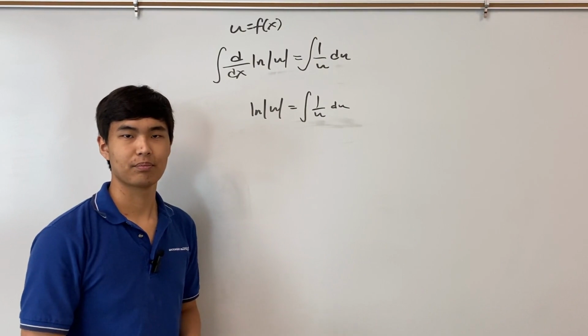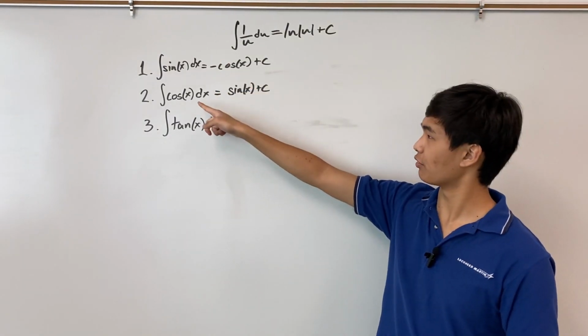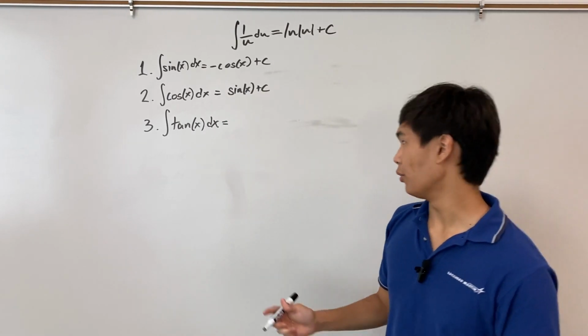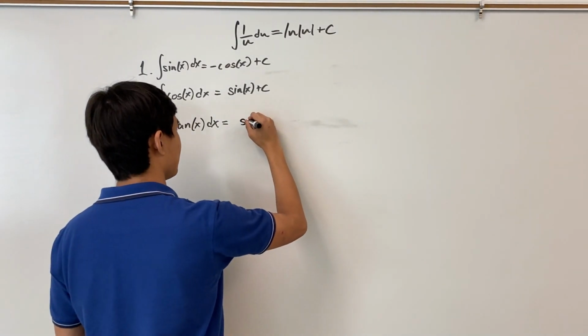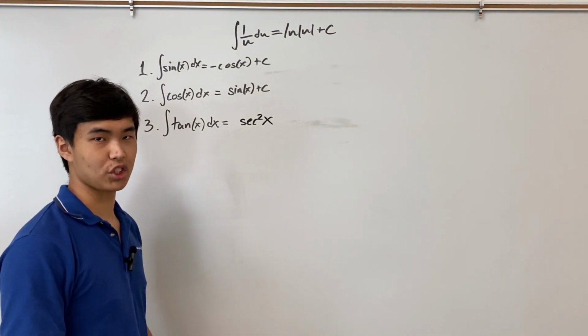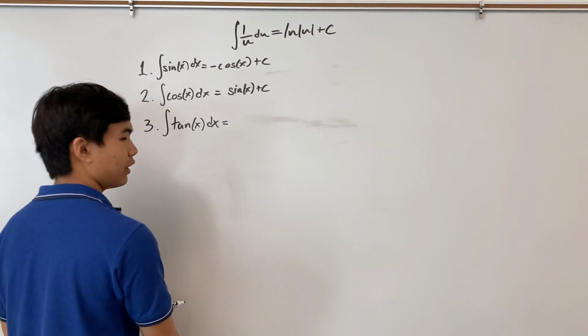And so we're going to use this to our advantage to find the integrals of all 6 basic trig functions. You already know that the integral of sine is negative cosine and the integral of cosine is sine. But what about tangent? So most people would probably say that this is secant squared x, right? Because of the derivative relationships. But this is not true because I'll show you.